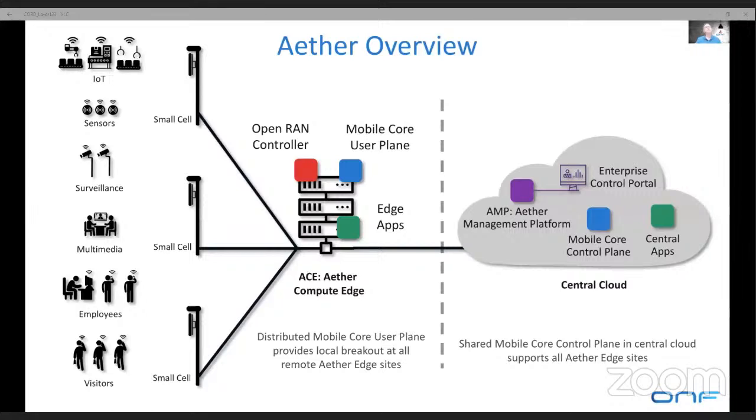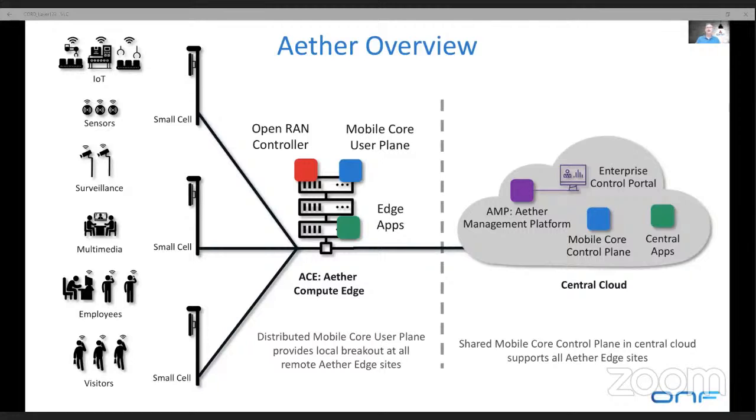So in the way of an overview, this is a busy slide, but Aether, like I said, runs at the enterprise, so everything to the left of the dotted line is a single enterprise, and it includes IoT, sensor, surveillance, multimedia, and you've got both employees and visitors coming and going. And they're all connected by small cells within the enterprise. Those small cells might be running on licensed bandwidth, but it might also be running on unlicensed bandwidth like CBRS in the United States.